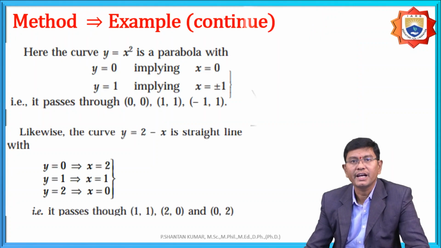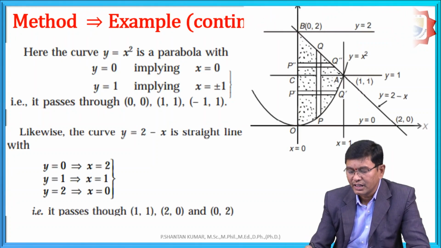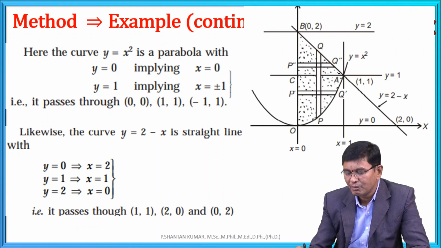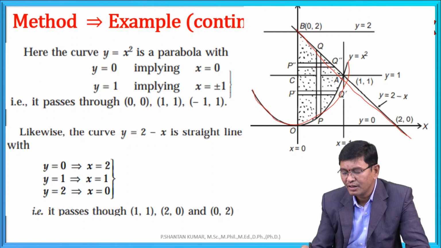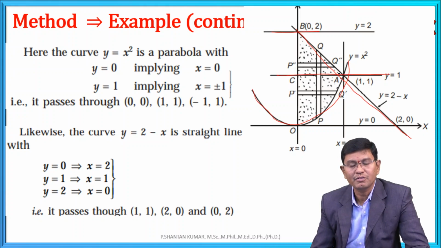This is the diagram. According to one of the parabolas, y is equal to x square is nothing but a parabola, and again y is equal to 2 minus x is a line. Here y is equal to 1 and again y is equal to 2. By solving these, we get the four values.